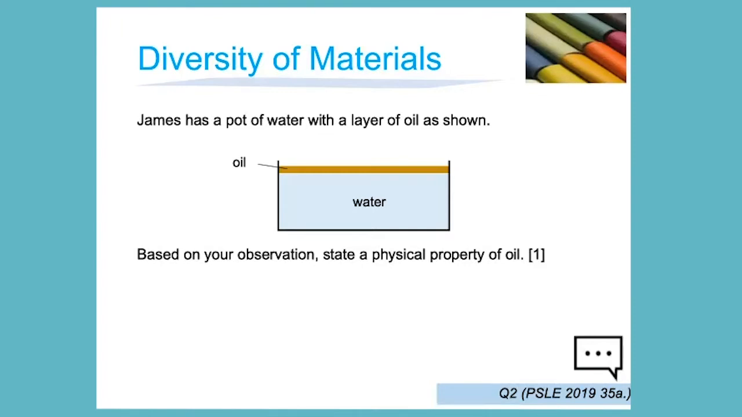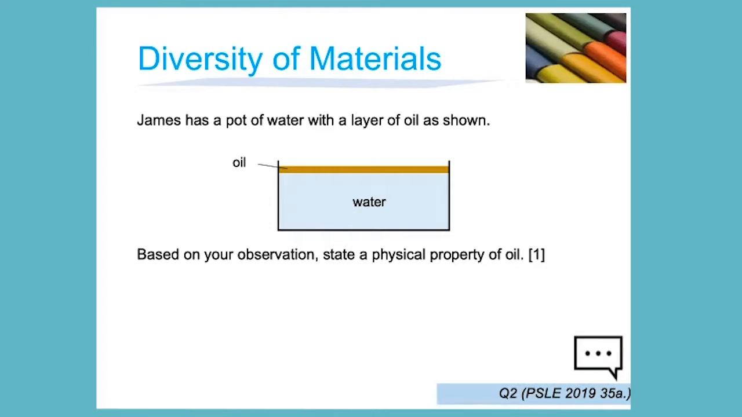Is it elastic? Is it hard? Okay, so what was the physical property that you actually wrote based on this particular observation? Okay, oil has no definite shape. Okay, interesting. Buoyancy. Oil has the ability to float. Ability to float on water.